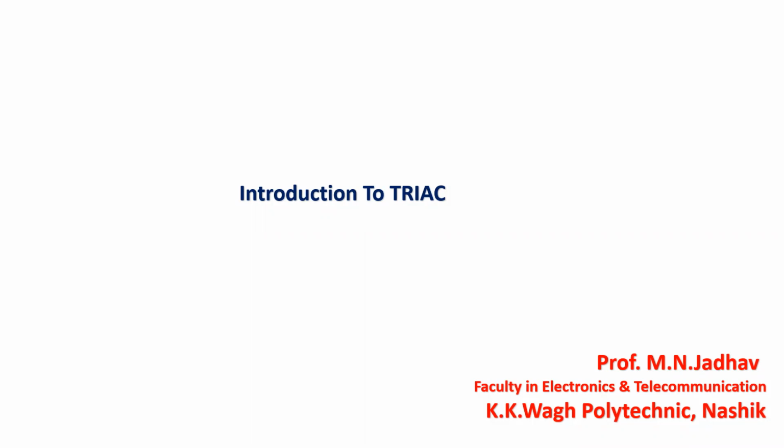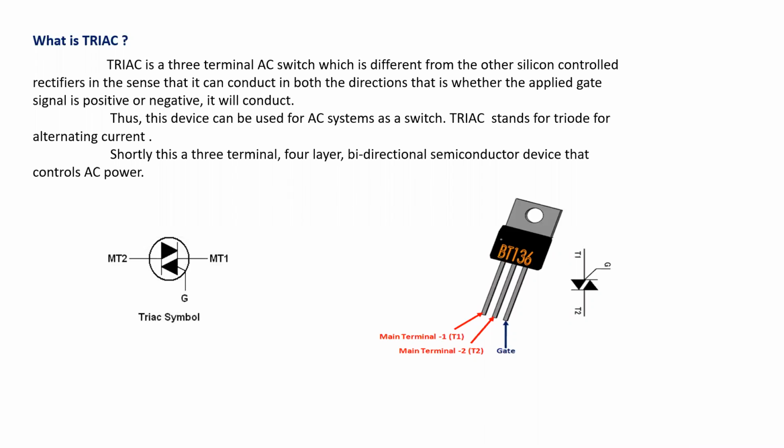Here we'll go into the session for Introduction to TRIAC, which is a member of the thyristor family. What is TRIAC? TRIAC is nothing but a three-terminal AC switch, and the terminal names are MT1, MT2, and gate terminals. This device is basically used for AC systems, and the basic purpose is as a switch. The word TRIAC stands for triode for alternating currents. In short, it is a three-terminal, four-layer, bidirectional semiconductor device and a member of the thyristor family.